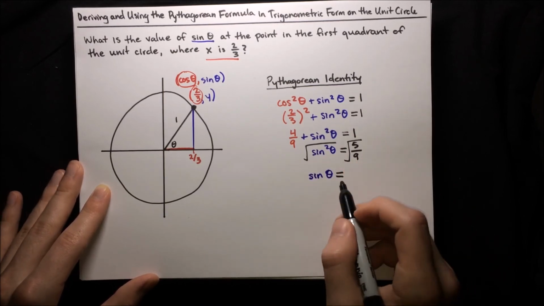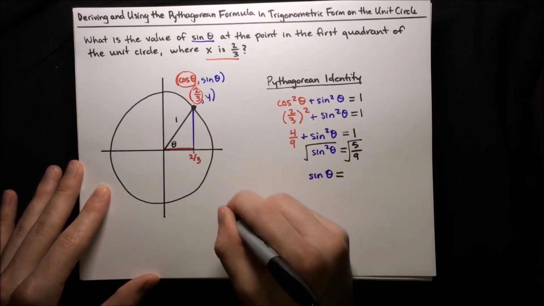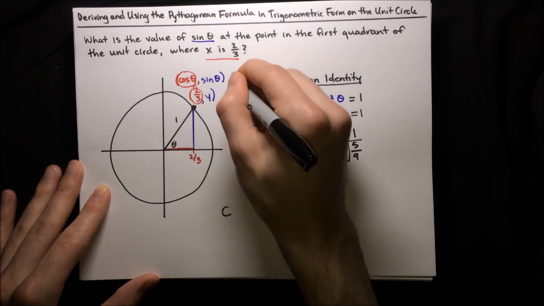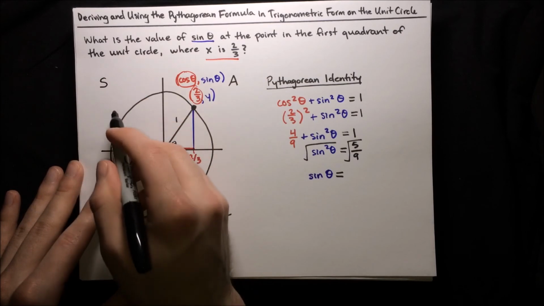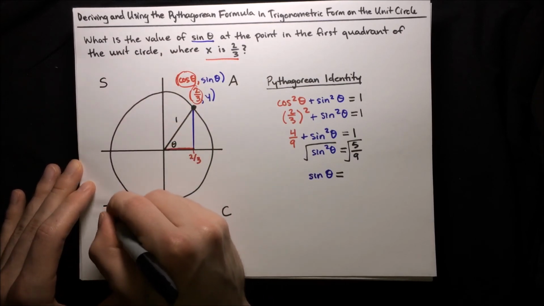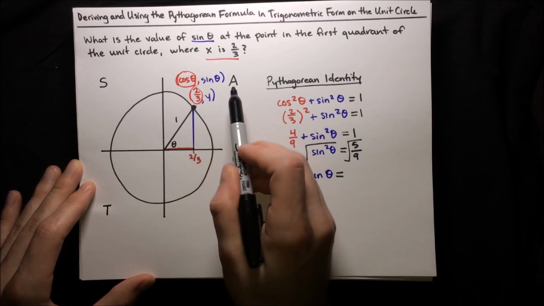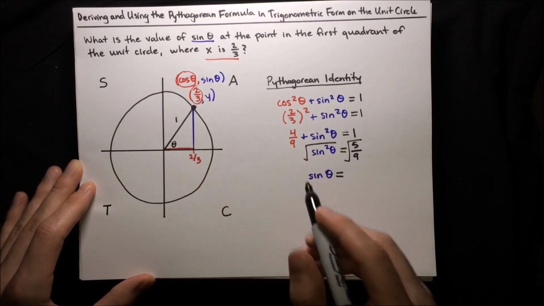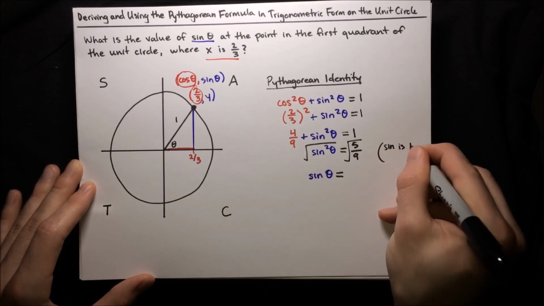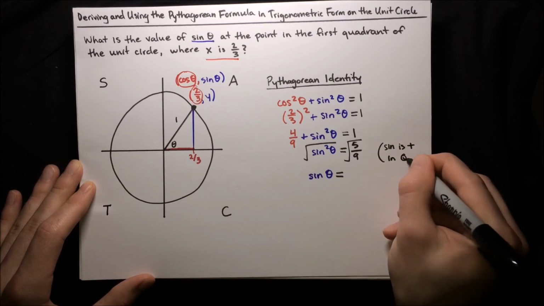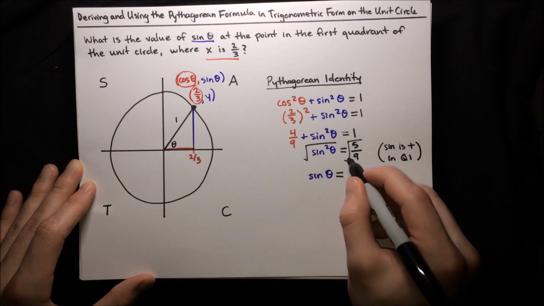And to answer that question, we have to think about the CAST diagram. So let's label that. Cosine is positive here. Only sine is positive here, and tangent is positive here. All trig functions are positive in this quadrant. So our point here is in the quadrant with A. All trig functions are positive. So that means that sine is positive in the first quadrant where we're looking. So we want the positive root. So we'll go ahead and take the positive root.